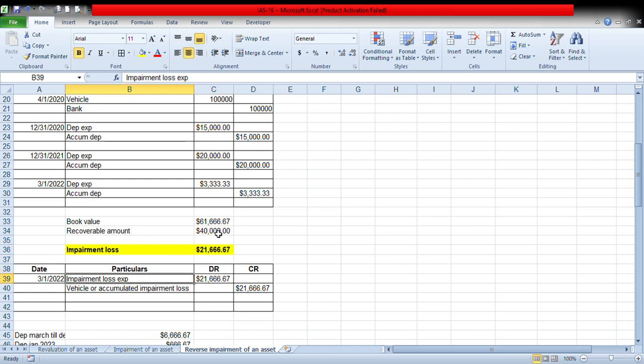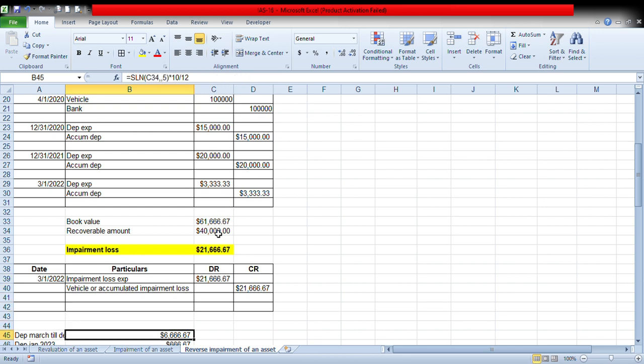So record it on April 1st. Impairment loss expense debit, vehicle credit. You can credit the vehicle directly or credit accumulated impairment loss, but the best way is to credit the vehicle directly. Because we don't record impairment annually like depreciation, which we record again and again. Impairment we don't record that way. Once in a while we do the test.